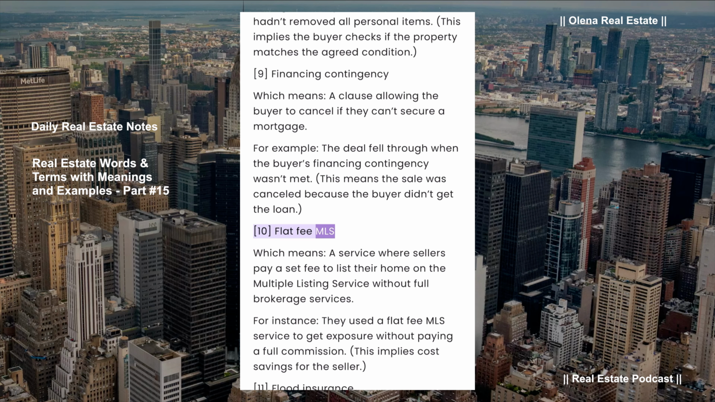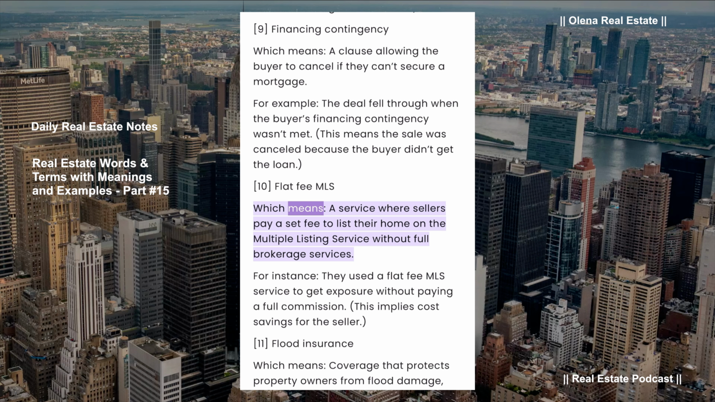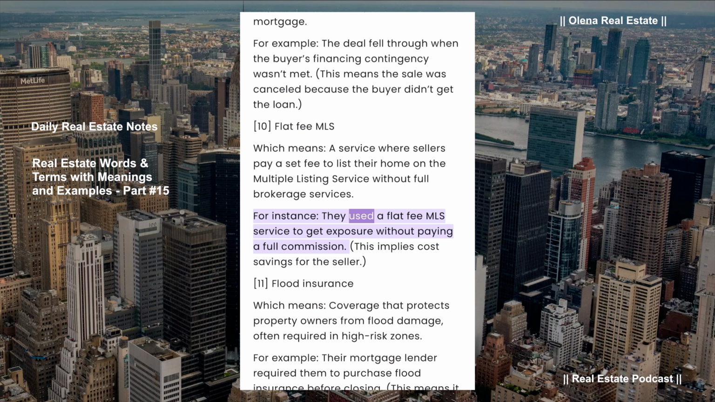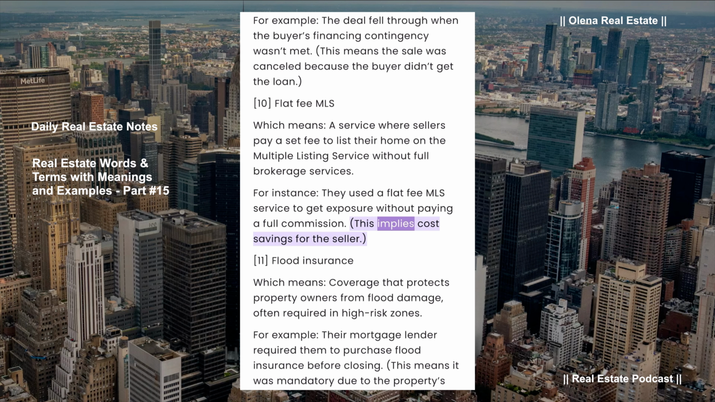Flat fee MLS, which means a service where sellers pay a set fee to list their home on the multiple listing service without full brokerage services. For instance, they used a flat fee MLS service to get exposure without paying a full commission. This implies cost savings for the seller.